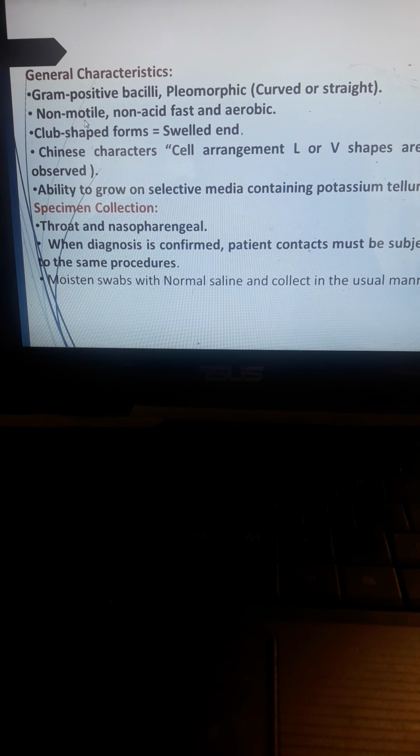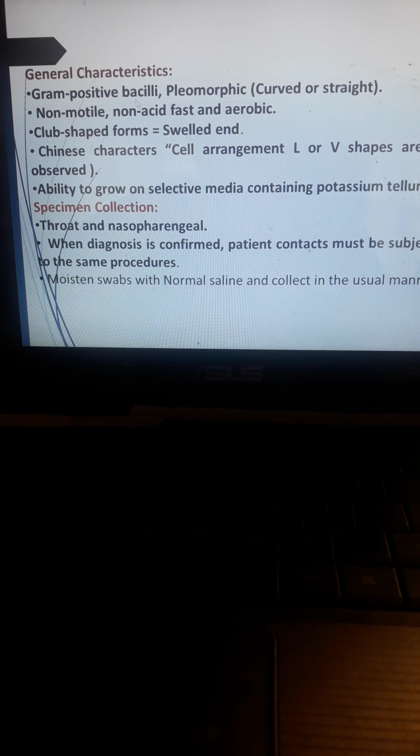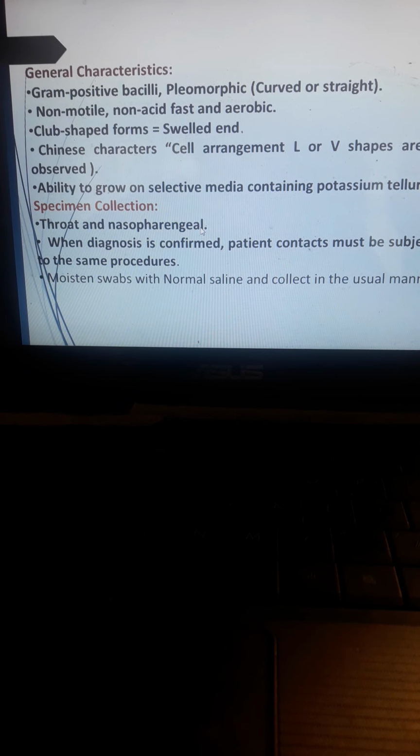So, general characteristics: gram-positive bacilli, pleomorphic, curved or straight. Usually non-motile, non-acid fast, and aerobic. Non-acid fast means the cell membrane of the Corynebacterium has no mycolic acid, compared to the Mycobacterium. So they need oxygen. Club-shaped with swollen ends. Chinese character cell arrangements, L or V shapes, are also observed. They can grow in selective media containing potassium tellurite. Common collection sites are the throat and nasopharynx.